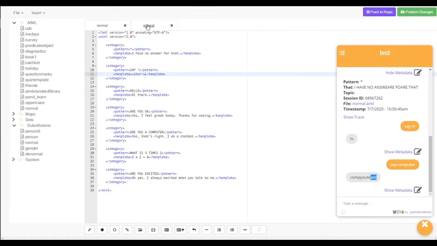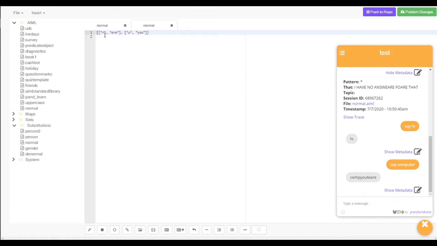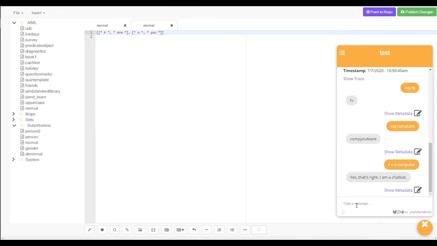How can we get around that? What we need to do is put some sort of spaces in there, don't we? So let's try that. You computer. Now it's working. The reason for that is because the letters R and U don't have spaces in. So if we try our category here, say computer.